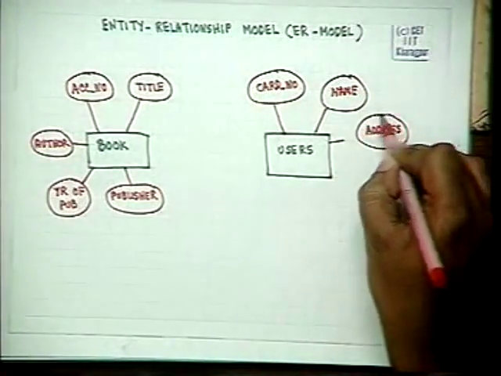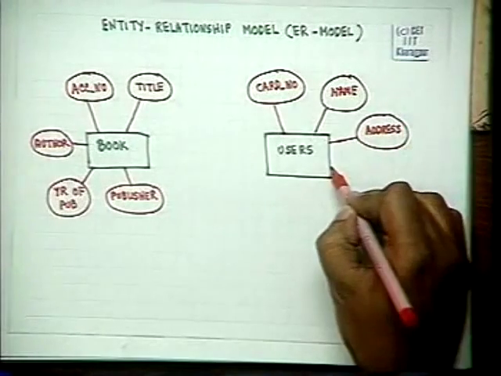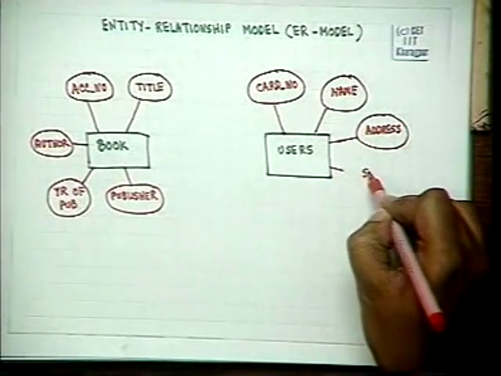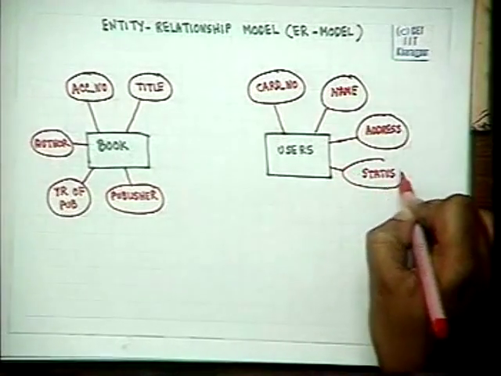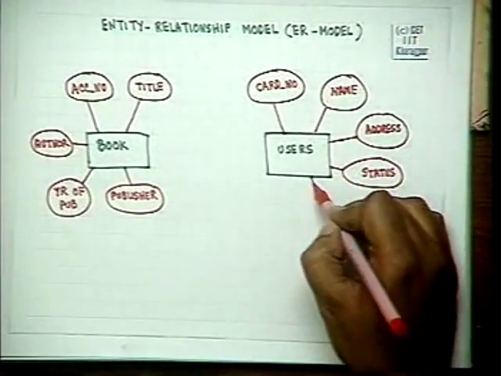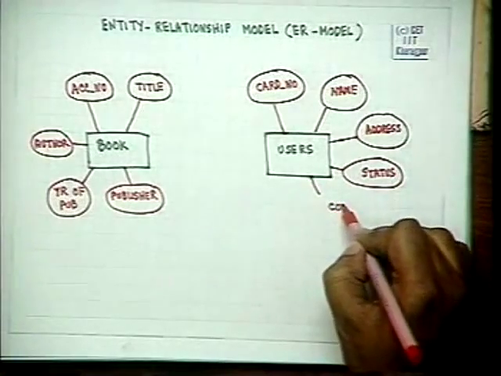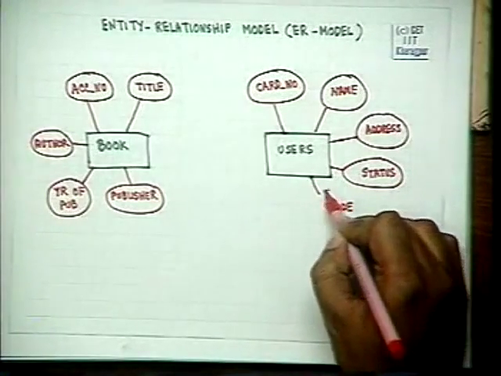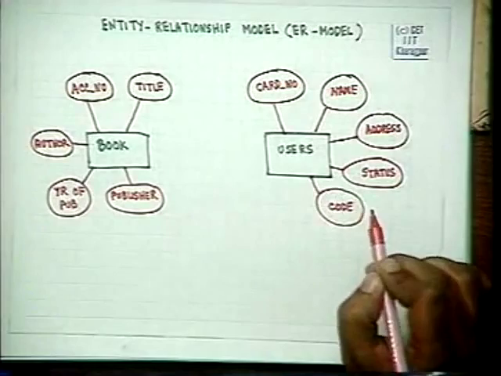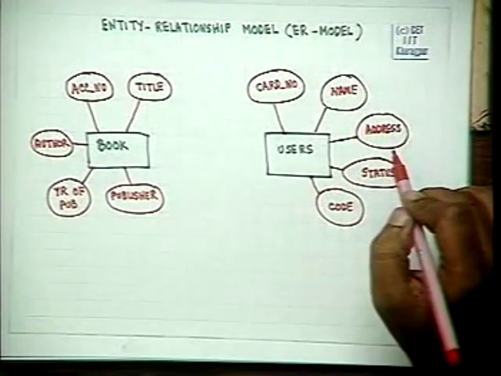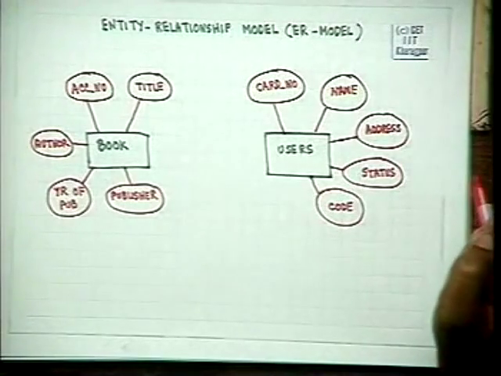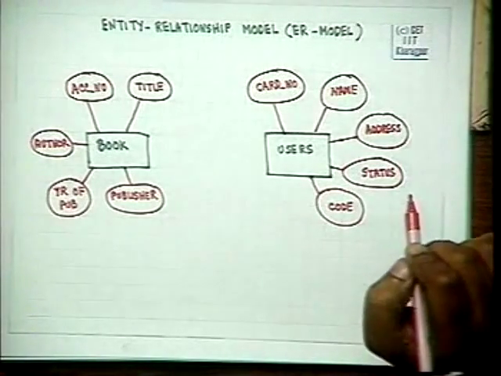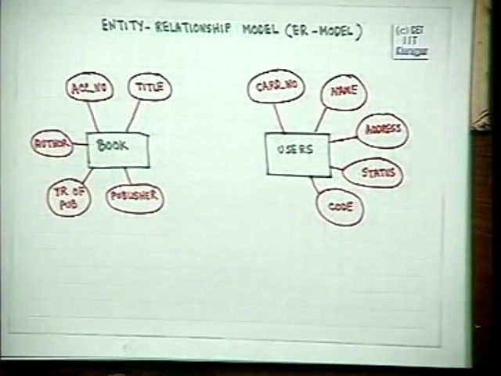Address, status, student, faculty, staff, and a code. For a student, it may be the roll number. For a staff, it will be employee code and various other types of code. You can have several other types of entities in a particular library.